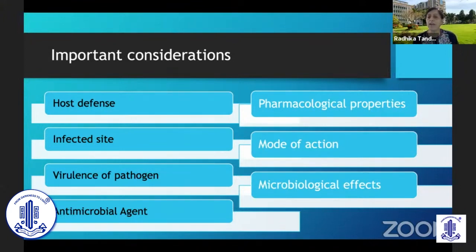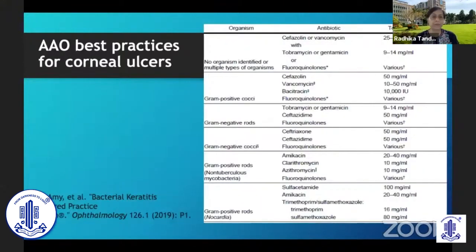You have to be aware of the pharmacological properties of the antibiotic that you're going to choose, its mode of action, and its microbiological effects. Mode of action is important because if you're using combination therapy, you must make sure that the two are going to work supporting each other, and not one is going to block the effect of the other. So it's very important to have a basic knowledge about the mode of action as well.